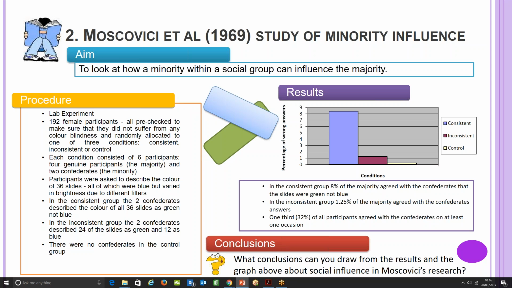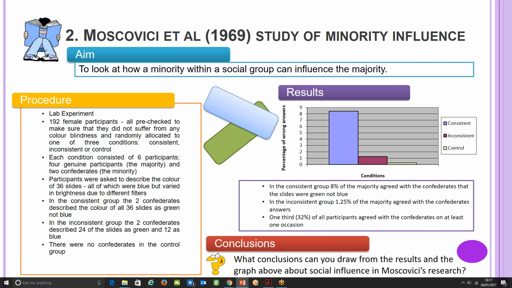192 female participants, all pre-checked to make sure that they did not suffer from any colour blindness, and randomly allocated to one of three conditions: consistent, inconsistent, or the control group. Each condition consisted of 6 participants, 4 genuine participants, the majority, and 2 confederates, the minority.